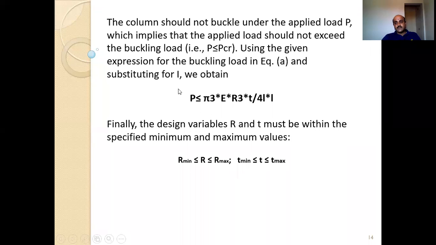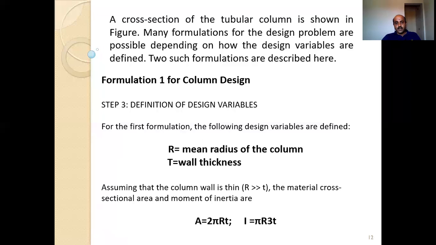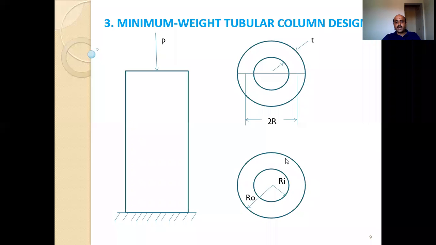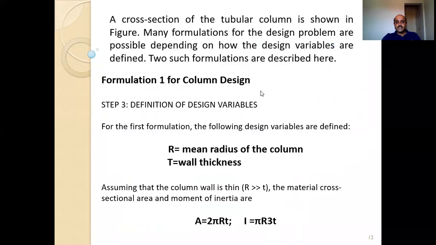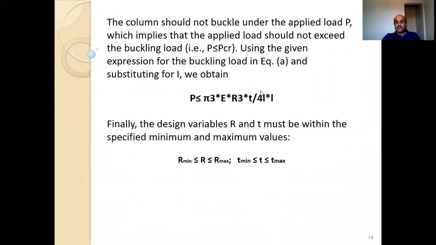So what I want from your side is formulation 2 of the column design. Till here it is the same, no change. But I want this formulation in terms of R0 and Ri. Wherever R0 and Ri should be introduced, please look at that, get me the formula and solve this, and we will discuss that today.